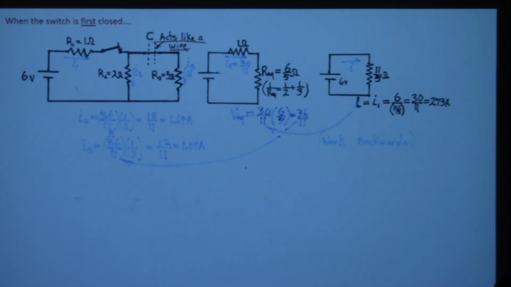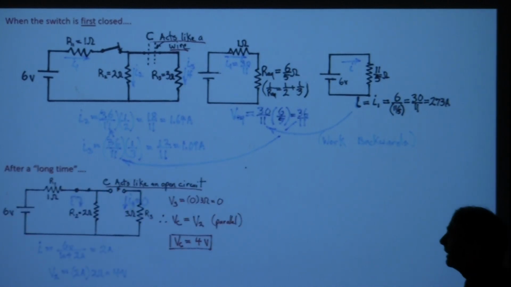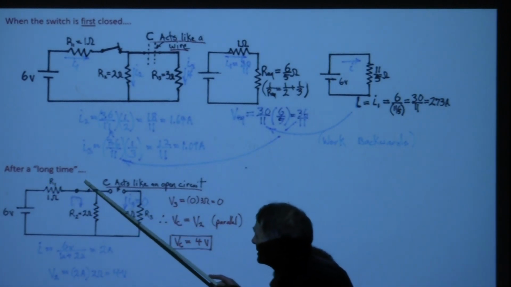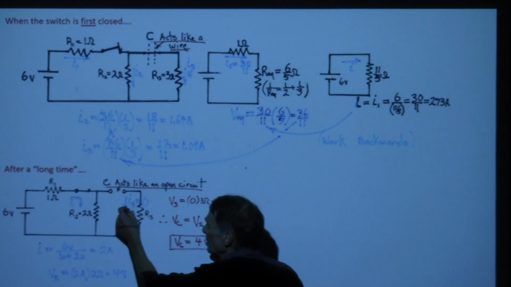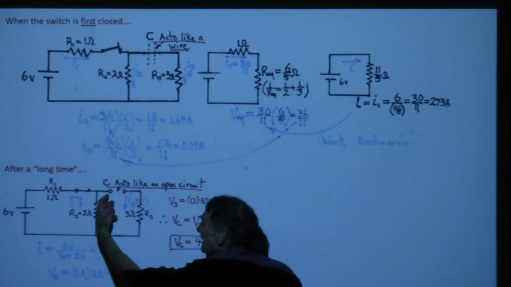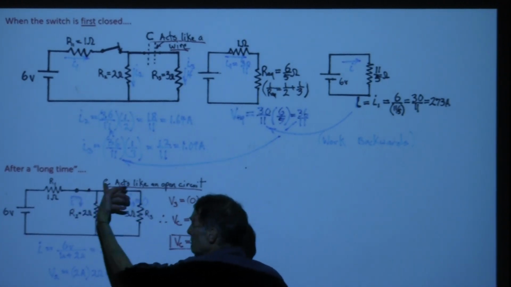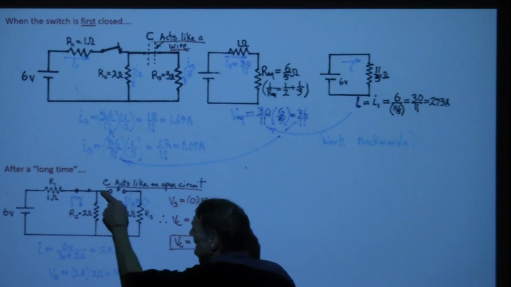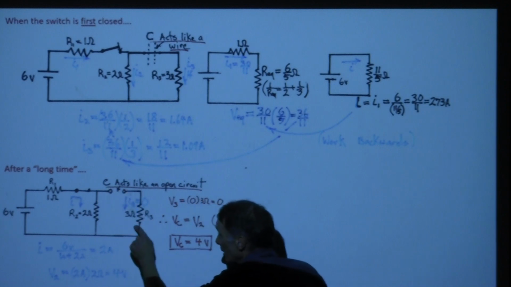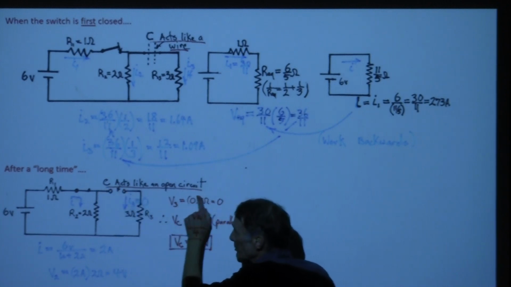Let's go on and see if I have answered your question. Then the other key word, after a long time, the capacitor becomes fully charged. When it does that, it doesn't allow any more. The bus is full, we can't get any more on here. So the idea is that there would be no current going into the capacitor. We say it acts like an open circuit.